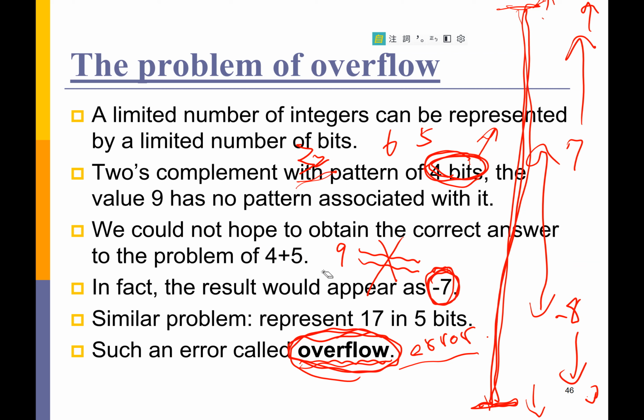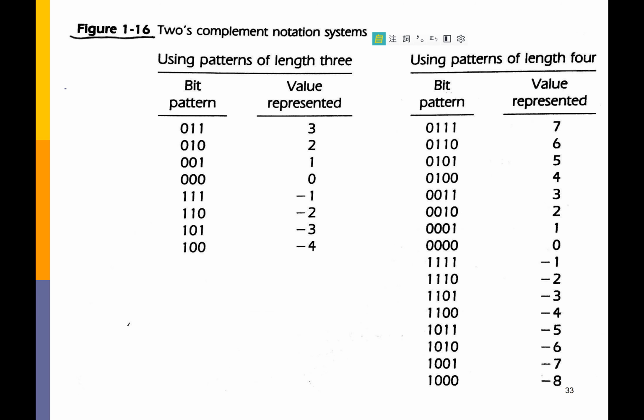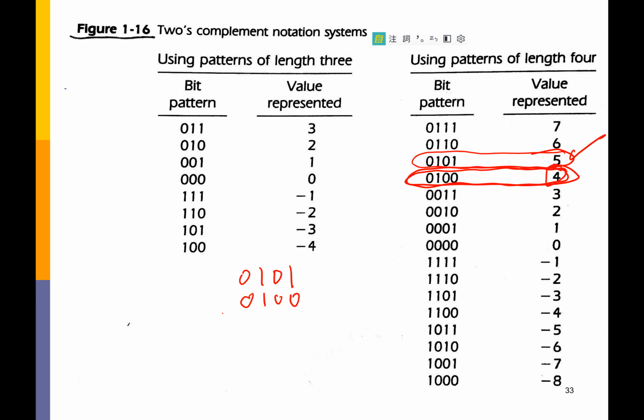Let's go back here. 4 plus 5. Why do we get -7? Let's go back to the table. 4 is here. 5 is here. Now, the bit pattern of two's complement notation for 5 is 0101. The bit pattern of two's complement notation for 4 is 0100. Now we can do binary addition of two's complement notation. One is for 5, one is for 4. Now we add them together in order to get the addition of 5 and 4.